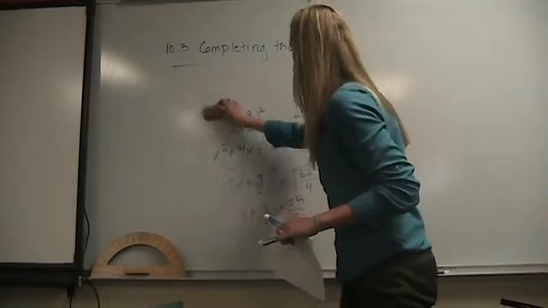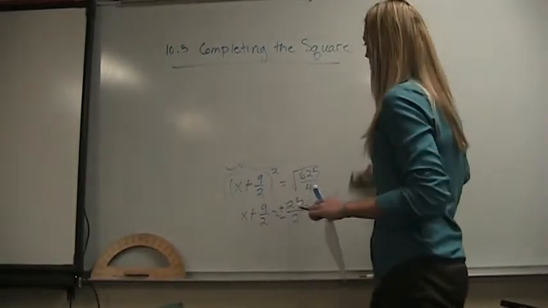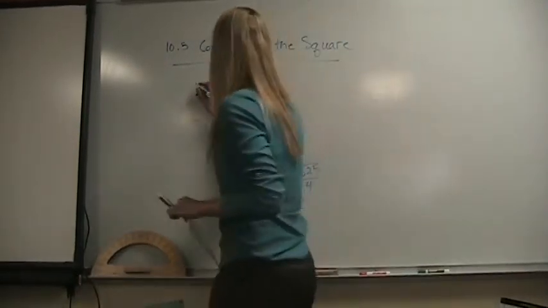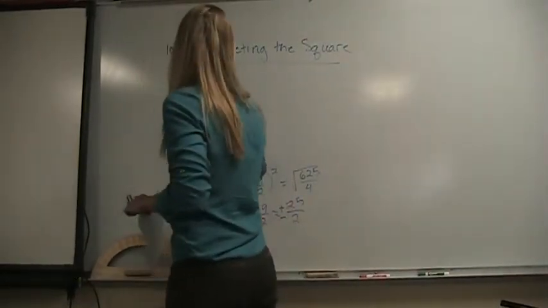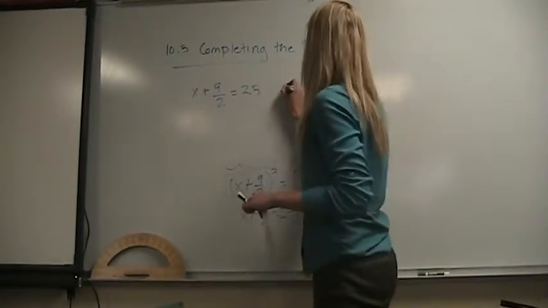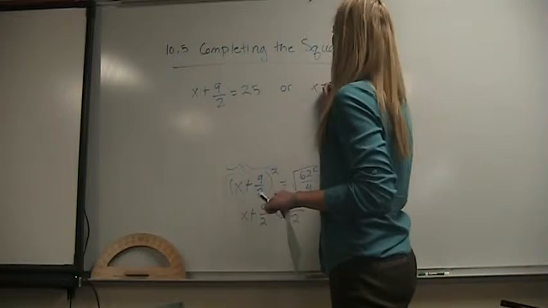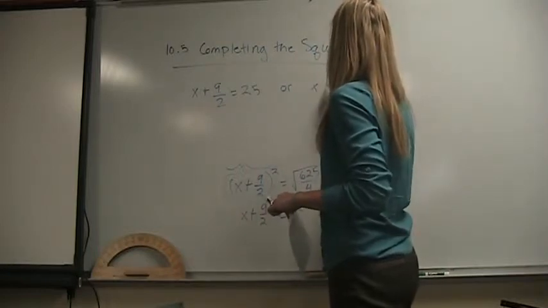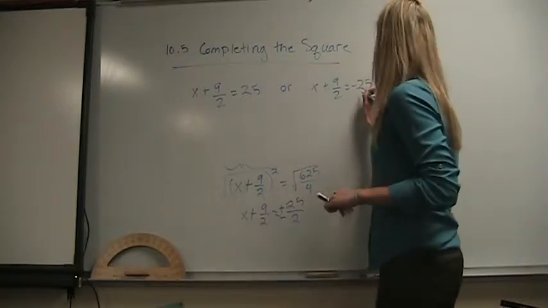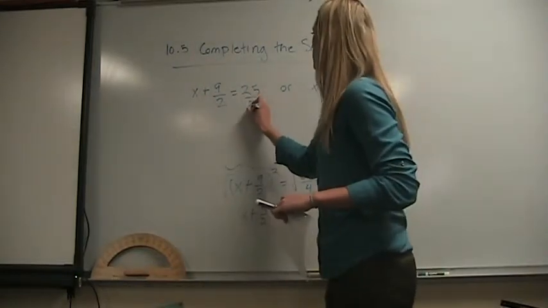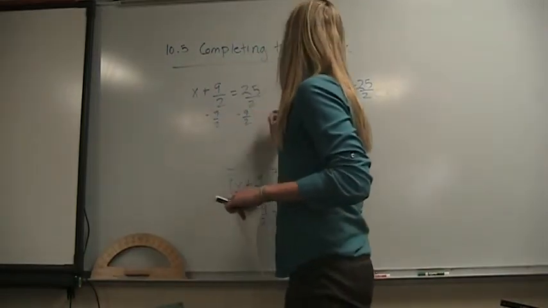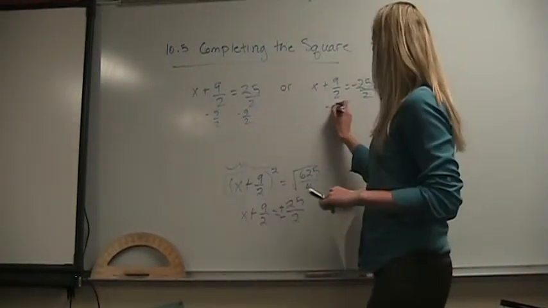I need to solve the equation x plus 9/2 equals 25 over 2, and x plus 9/2 equals negative 25 over 2. Those are going to be my two solutions. Then I just proceed in solving. Sorry, this should be 25 over 2. So we subtract 9/2 from both sides. I'm essentially solving two equations simultaneously here.